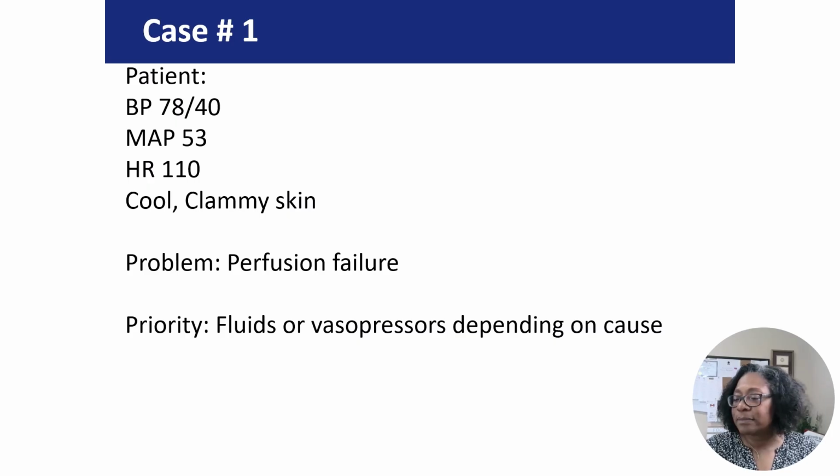Number one, you have a patient, blood pressure 78 over 40, their MAP is 53. That should let you know, it's under 65, so that means that there is reduced organ perfusion. The heart rate is 110. They're cool and clammy. So that's letting you know that there's a perfusion failure. So you may see orders for fluids or vasopressors, depending on what's causing this. But there is an organ perfusion problem just by looking at the MAP.